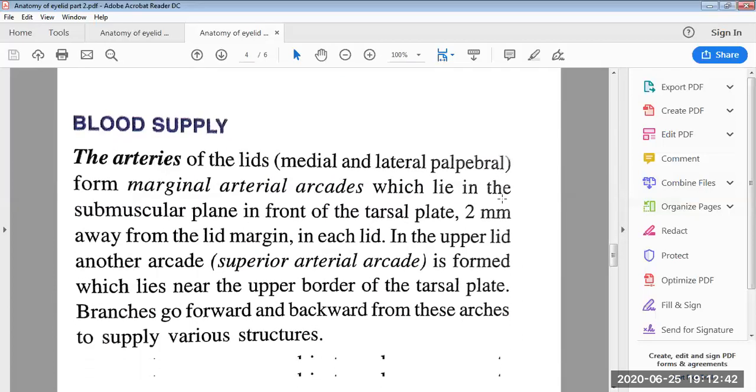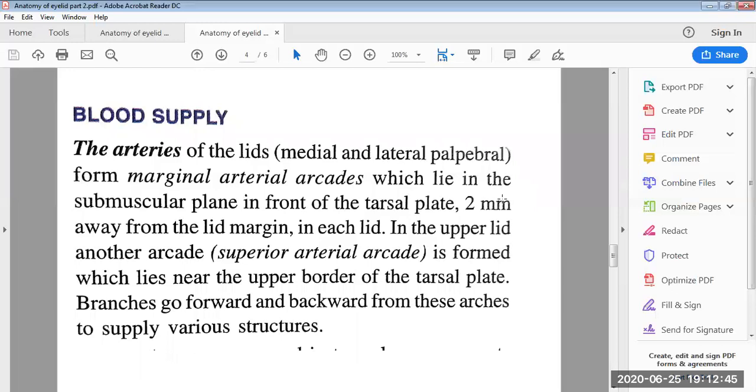Then comes the blood supply of the eyelids. Which arteries supply the eyelids? The arteries of the lids are the medial and lateral palpebral arteries. They form the marginal arterial arcades, which lie in the submuscular plane in front of the tarsal plate. We studied that in the submuscular or areolar tissue, we anesthetize this layer because the nerves and blood vessels are present in this layer.